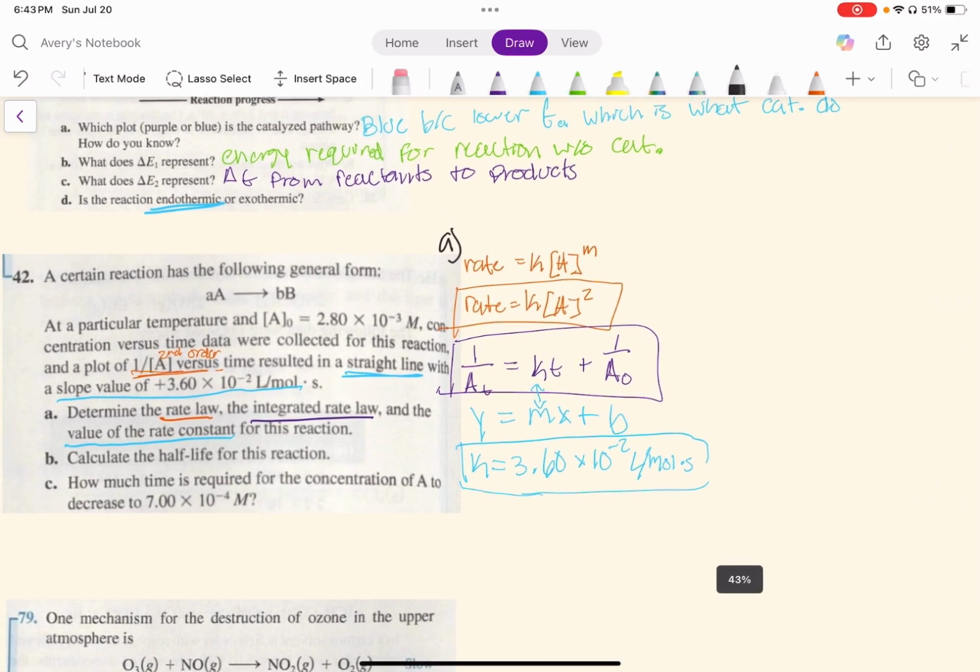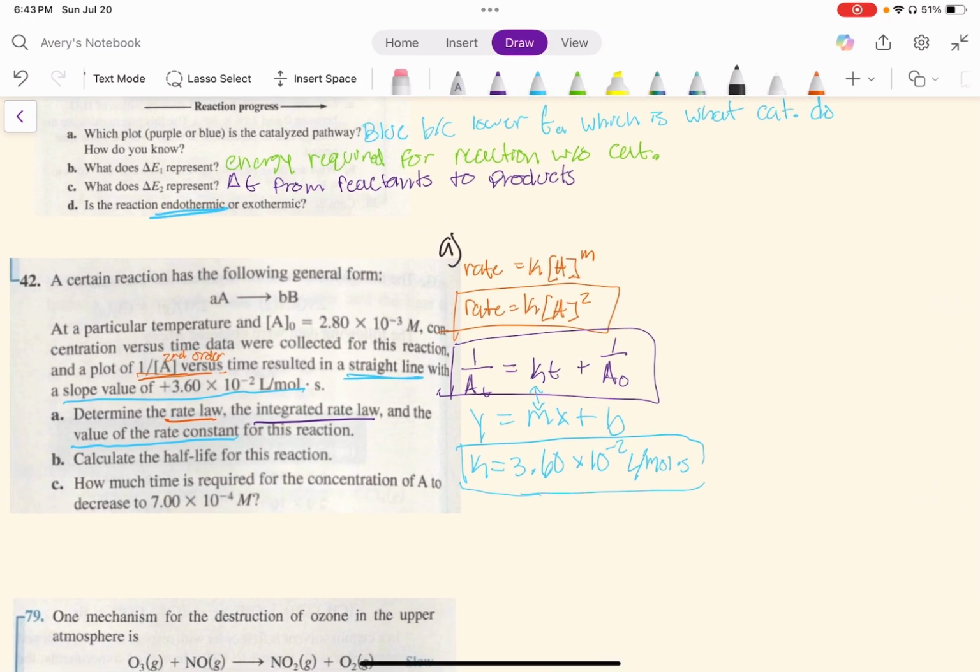So now for B, calculate the half-life for this reaction. The half-life equation for the second order is t sub 1 half is equal to 1 over k times the initial concentration. So now it's just plugging in and solving for t.